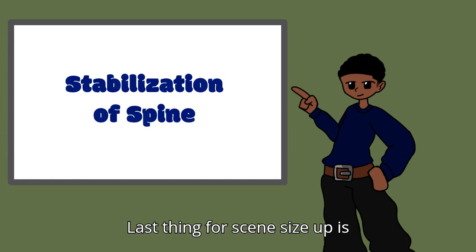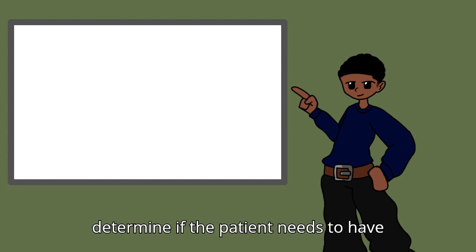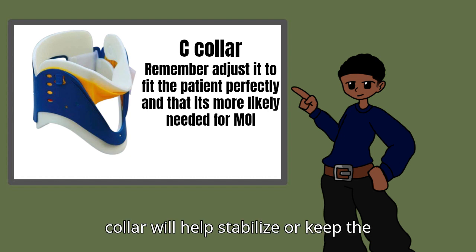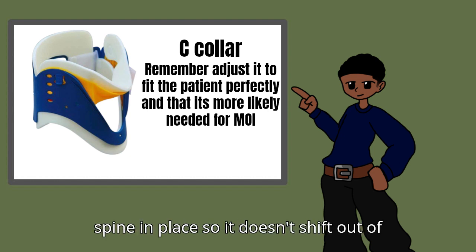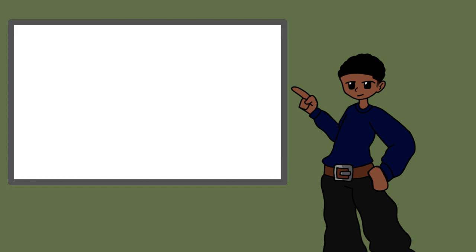The last thing for scene size up is stabilization of the spine. For this you determine if the patient needs to have on a C-collar, which is important because if a patient has a spinal injury, the C-collar will help stabilize or keep the spine in place so it doesn't shift out of place. Well, next is primary assessment.